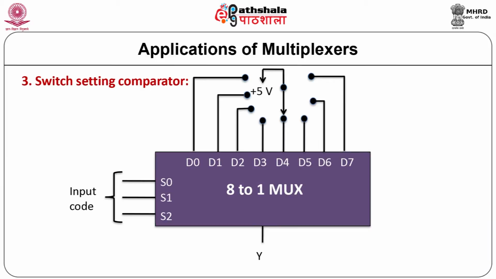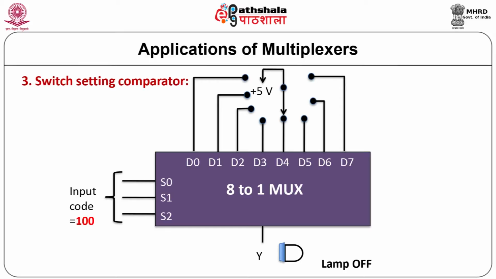Another application of multiplexer is switch setting comparator. A 3-bit code is used to represent one of 8 possible switch positions, and an output signal is generated to indicate equality. The figure indicates the use of 8 to 1 multiplexer as a switch setting comparator. When the input code is 0 0 0, then the mux output is 0, thus the lamp is off. Let us consider another code. When the code is 0 0 1, the multiplexer output is still 0, thus the lamp is off.